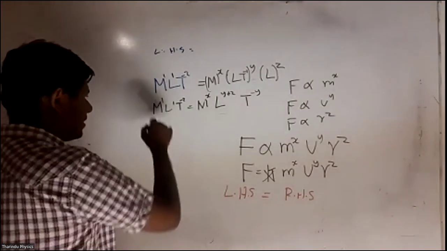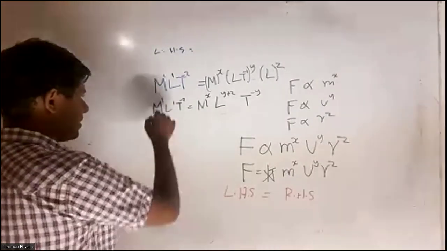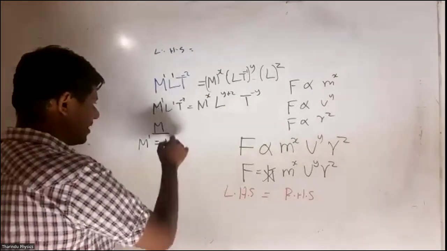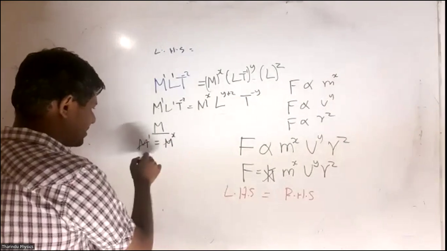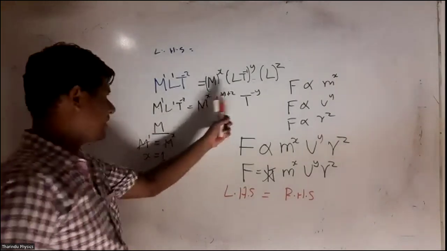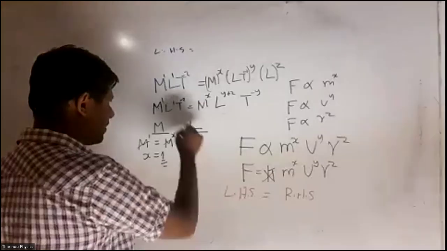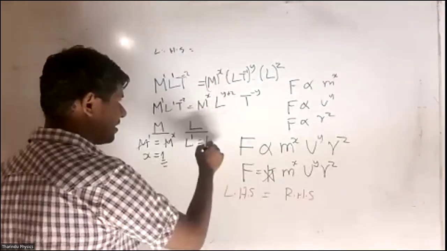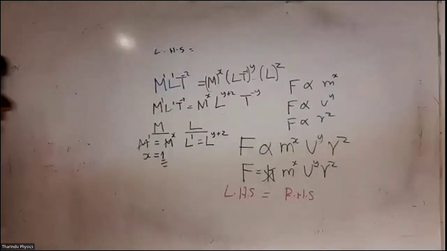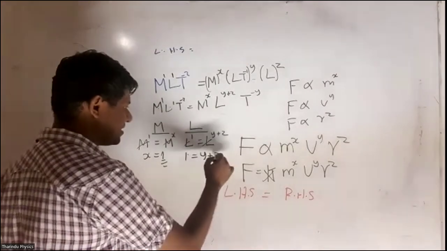Now see, I'm going to check the dimensional correctness with M. In the left hand side, M to the power 1. In the right hand side, M to the power x only. So x equals 1. I got an answer. Now I'm going to find that with respect to L. It is going to be L to the power 1 here. In the right hand side, L to the power y plus z. So you can only get 1 equals y plus z.